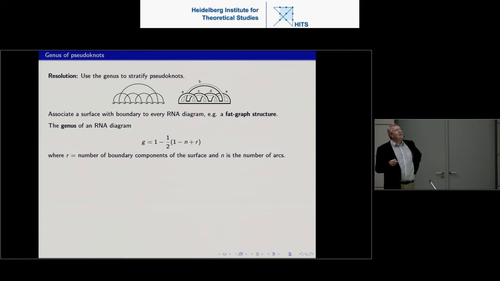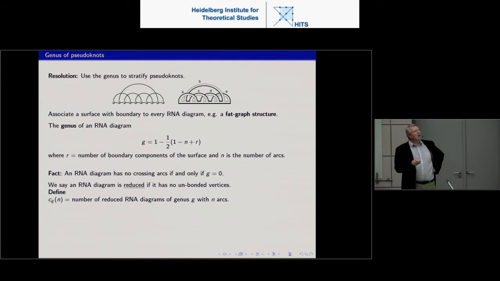And this skinny surface has a genus. This genus is a mathematical characteristic that classifies all surfaces which are orientable and with boundary. The genus and the number of boundary components completely determine the surface. And so there is a formula for g in terms of the number of arcs and the number of boundary components that the little skinny surface has. Now there is the following observation: an RNA diagram has no crossing arcs if and only if its genus is zero. So somehow genus zero is the one we can really deal with. Those are the ones Mike Waterman already dealt with.